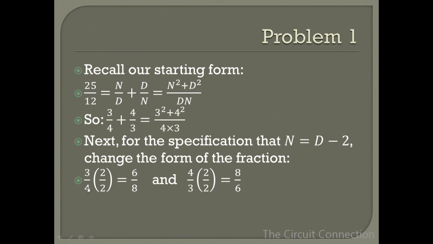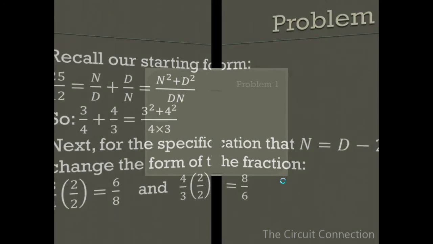So 3 over 4 times 2 over 2 equals 6 over 8. Now that meets that specification because 6 is 2 less than 8. And so we'll do the same thing for the reciprocal, which is 4 over 3. So 4 over 3 times 2 over 2 is going to give us 8 over 6.